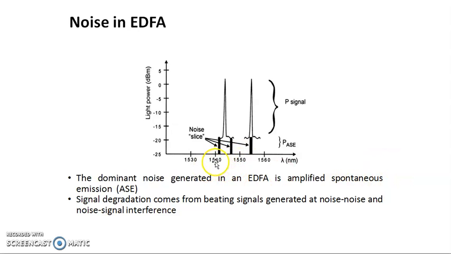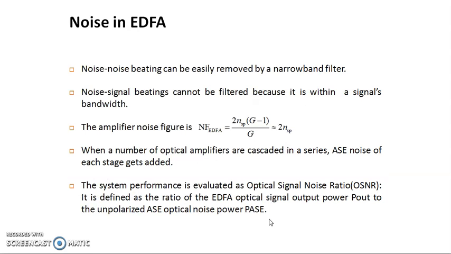Here is the operating wavelength of the EDFA and, for the given signal, the noise spikes. Here these are the noise spikes, and this noise occurs because the signal is generated with the given noise, and it has noise signal interference in the given wavelength. So noise can be removed by a narrowband filter, or we can consider the amplifier signal noise for the EDFA as twice NSP (G minus 1) by G, which is approximately twice NSP. It depends upon what pumping signal we have.